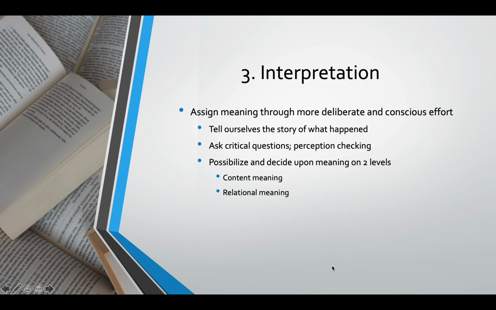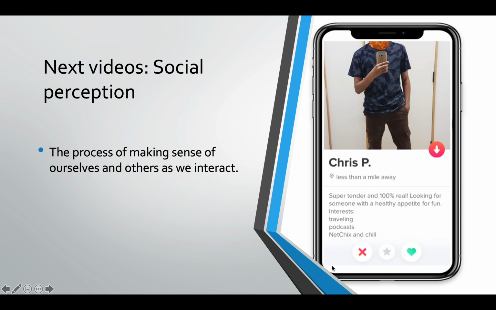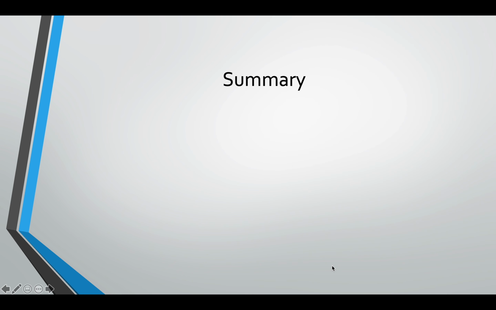And we're going to talk more about these things in upcoming videos and in the course readings, as we dig deeper into what we're going to think of as social perception, how we make sense out of ourselves and how we make sense out of other people. And we'll talk a little bit more about common misinterpretations that occur in social perception. So, want to summarize?